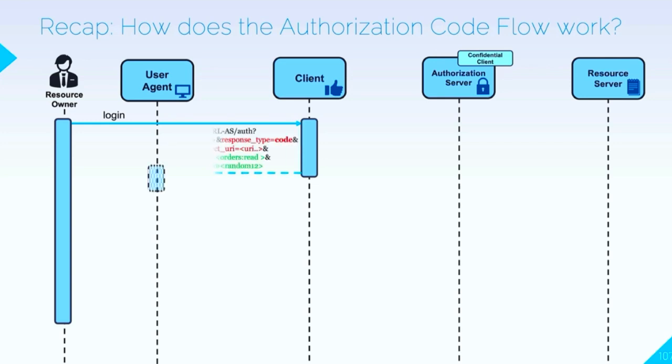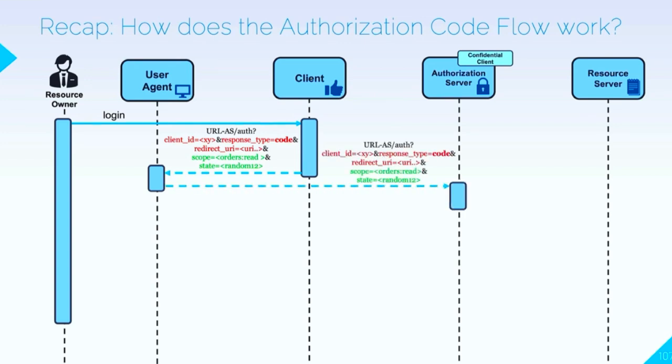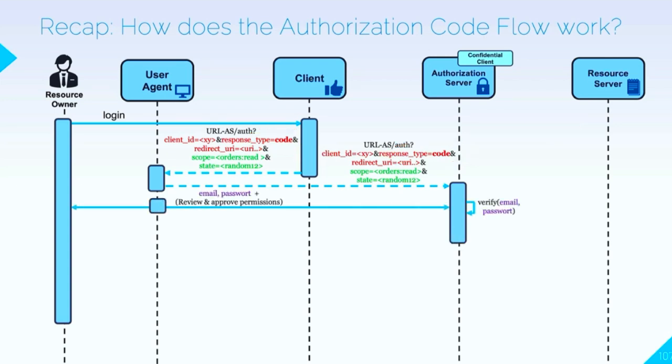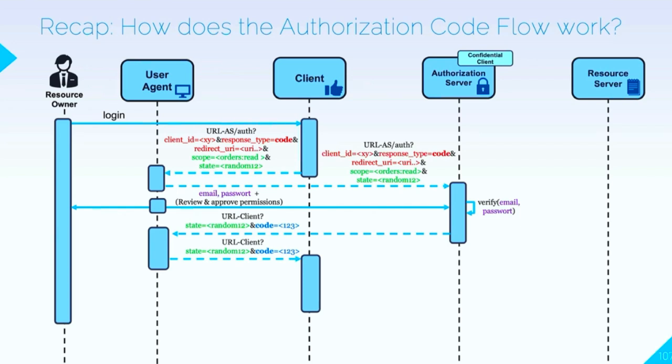their resources. The client then redirects the resource owner via the user agent to the authorization server's authorize endpoint with a redirect request. Note that here the response type must be set to code, indicating the authorization code flow is being used. The resource owner authenticates with the authorization server and, if applicable, reviews and approves the requested scopes. After successful authentication, the authorization server generates an authorization code and redirects the resource owner back to the client via the user agent, along with the authorization code and the state as query parameters in the URL.